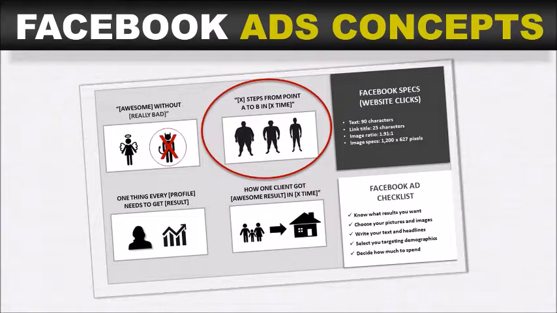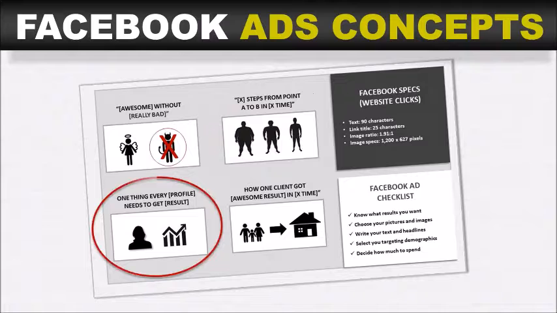Another type of ad you can create is the one thing ad. This type of ad shows a secret or a single thing that a donor can do to get a result. One thing every successful nonprofit leader needs to get more donors. One thing every man needs to be a better father. This type of ad subtly demonstrates your expertise. You know something that they don't. You know how to move someone from point A to point B.